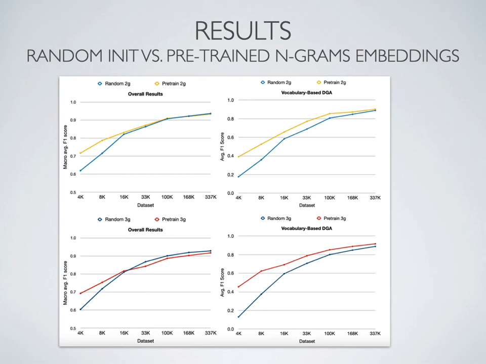So we range from a 0.2 improvement in F1 score in the case of 2-grams, and this is even bigger in the case of trigrams. But we also observed that a pre-trained trigram model doesn't perform so well overall. So if we look at the overall results of the trigram model, you see that for bigger datasets it seems a bit worse than the baseline.